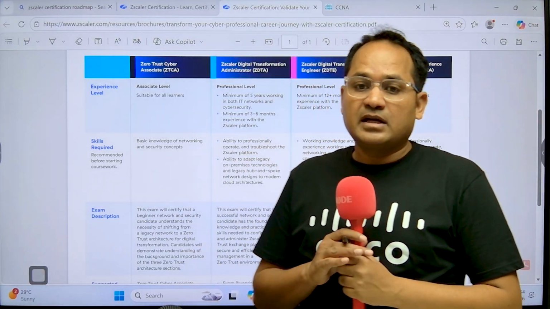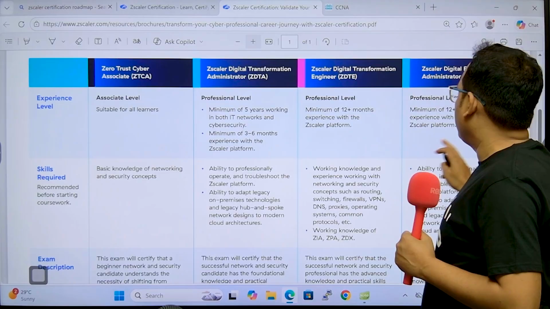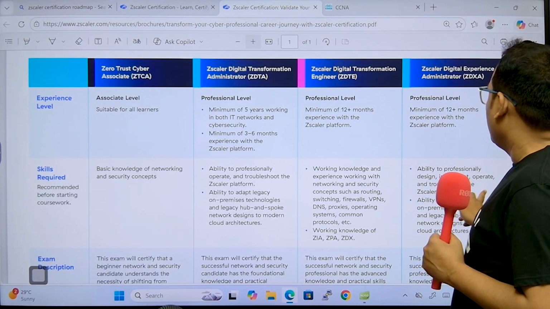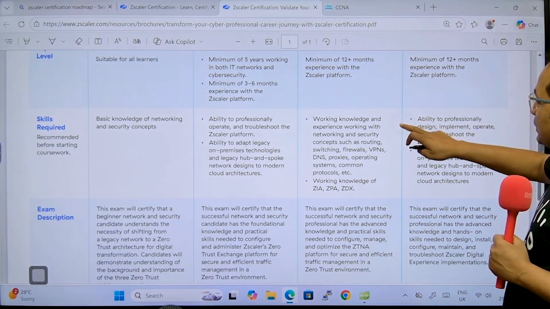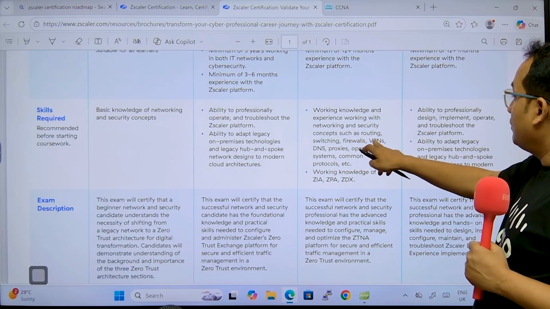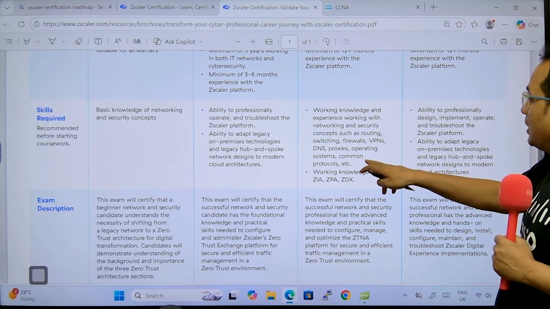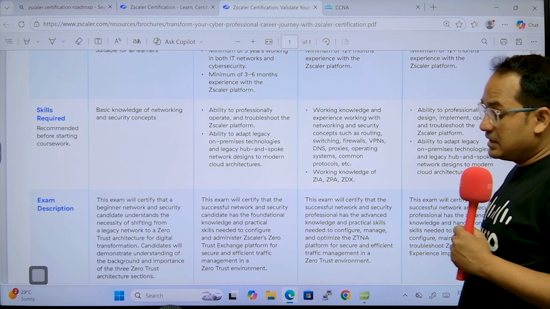In that case, they are recommending a minimum of 12 years of experience. You can see, minimum 12 years of experience. If you have less than that, they are not recommending it. And you should have working knowledge in networking and security concepts: routing, switching, firewall, VPN, DNS, proxy, operating system, ZIA, ZPA and ZDX. So you can think about it.